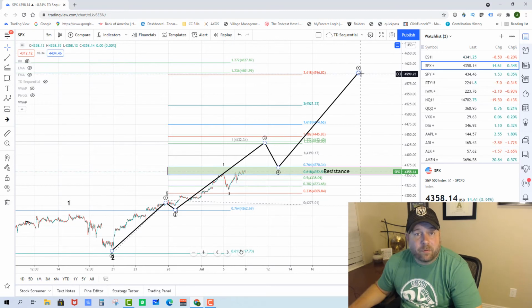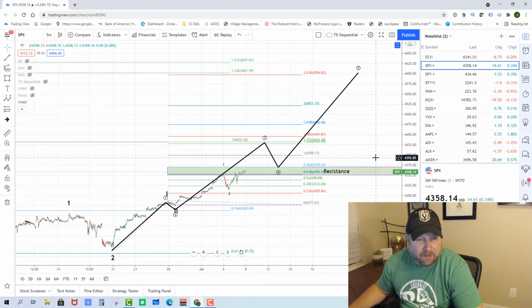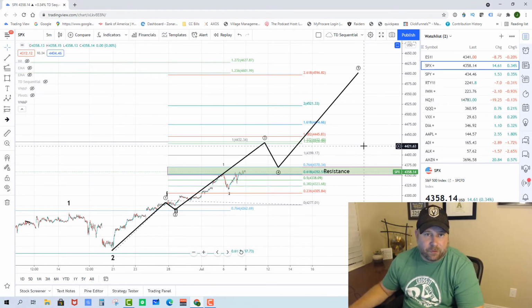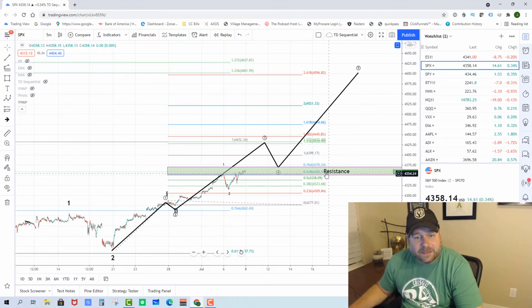Once we do hit the top of wave 5 here to complete bigger wave 3, so remember bigger wave 1, bigger wave 2, bigger wave 3, then we will start bigger wave 4, which will be a significant pullback at that point, and we can measure for that once we get to the top of wave 3. So that's how we find resistance and targets using Fibonacci levels.